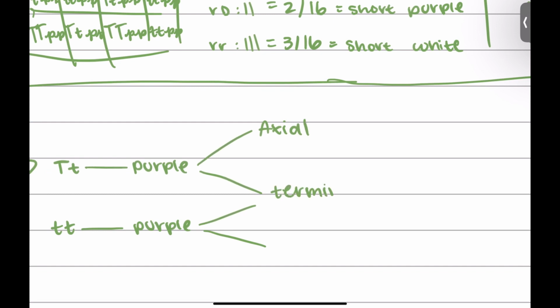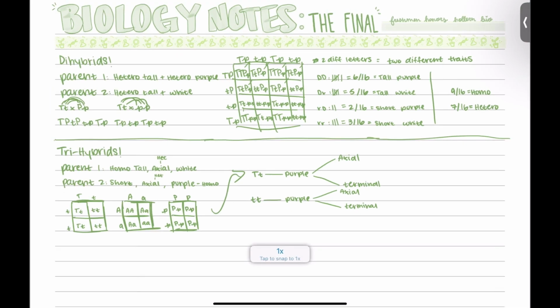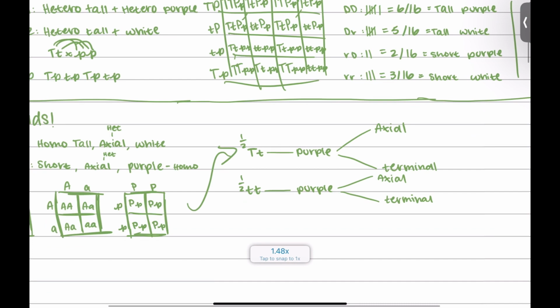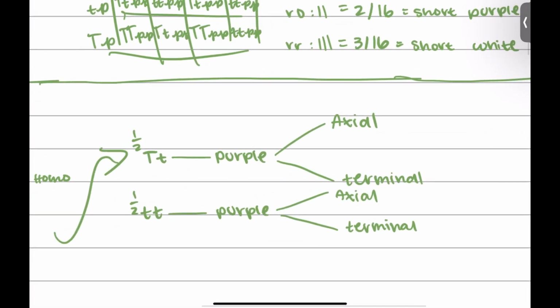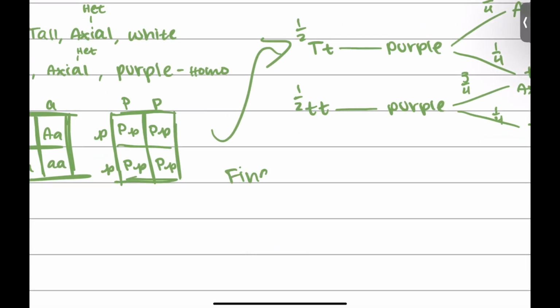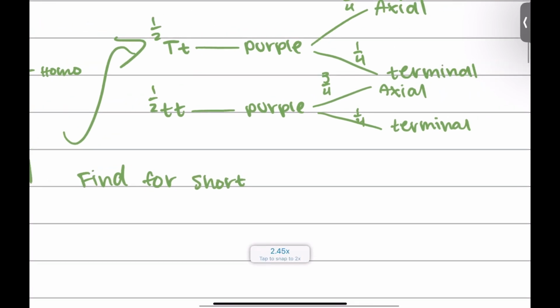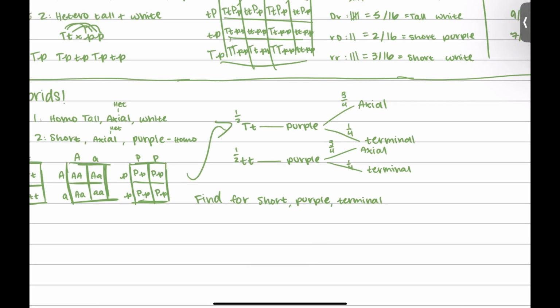Now the other options are going to be axial or terminal. And it's not going to be a 50-50 shot because of the traits that came out from it. So with the T traits, it is a 50-50 shot, but the axial and terminal is a 3/4, 1/4 shot. So now, what do I want to find? Short, purple, axial, I think. Terminal. I want a short purple terminal flower.